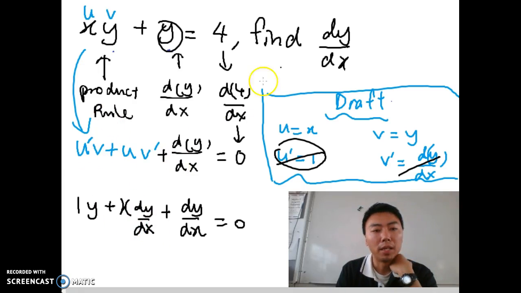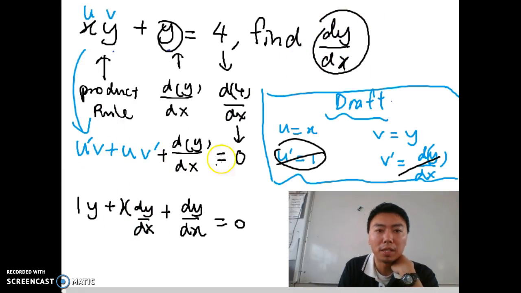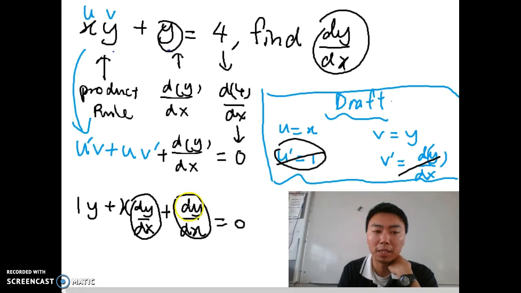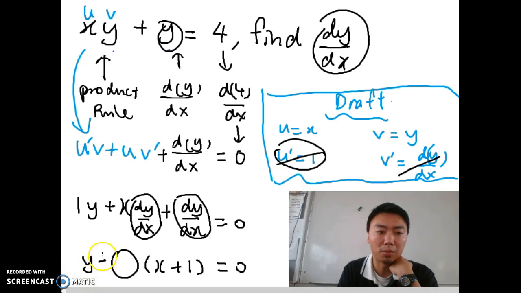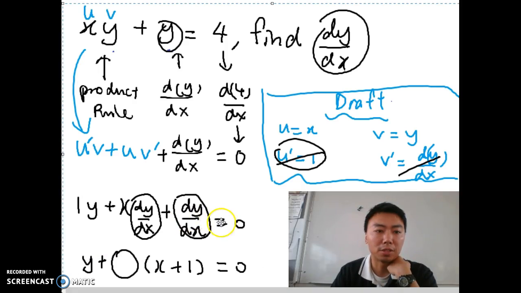Now the question asks you to find dy dx. So dy dx has to be the subject of this equation. If I want to make dy dx the subject, I need to factorize dy dx out and form a bracket as x plus 1 equal to 0. And now people will say, wait, what about the y? The y, leave it in the front. And the last thing is make dy dx the subject.